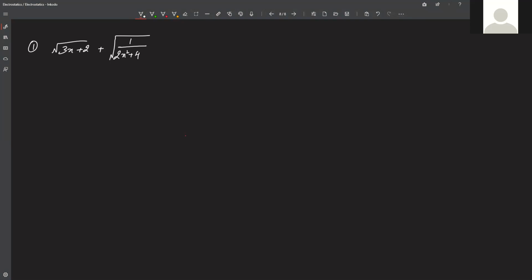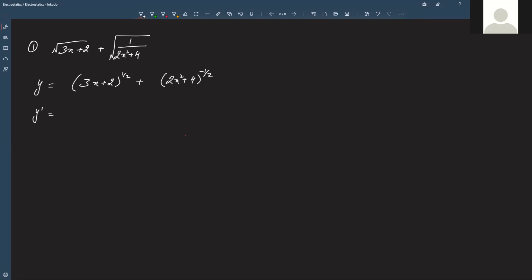What we have to do is we'll just write them as, say, this is 3x plus 2 to the power 1 by 2, and the second function is 2x square plus 4, and because there is nothing in the numerator, just 1, I'll write it as to the power minus half. Okay, so this is our function y. So what will be y dash?